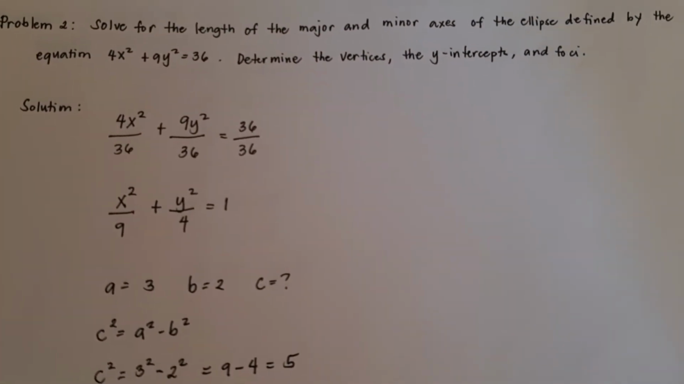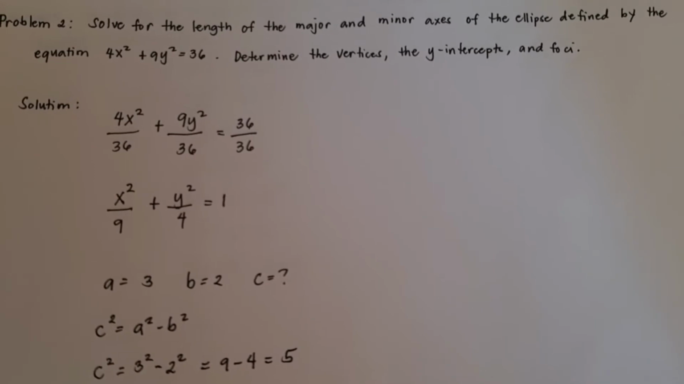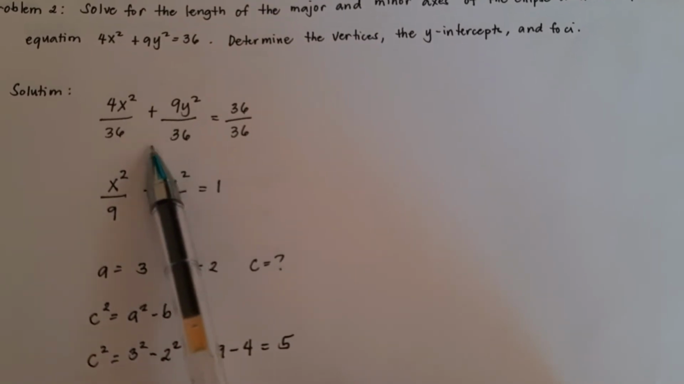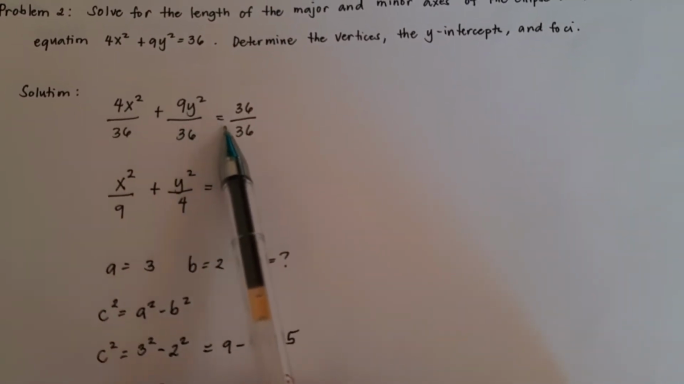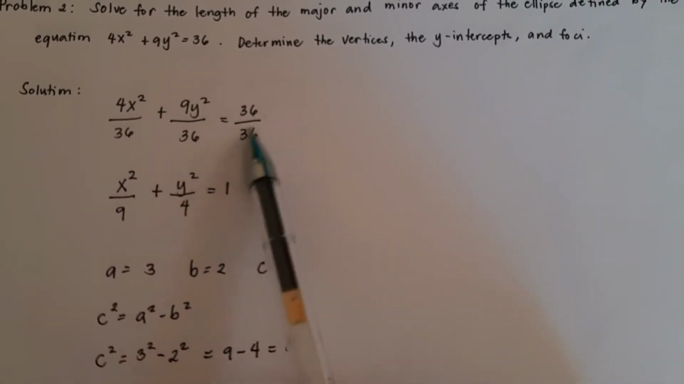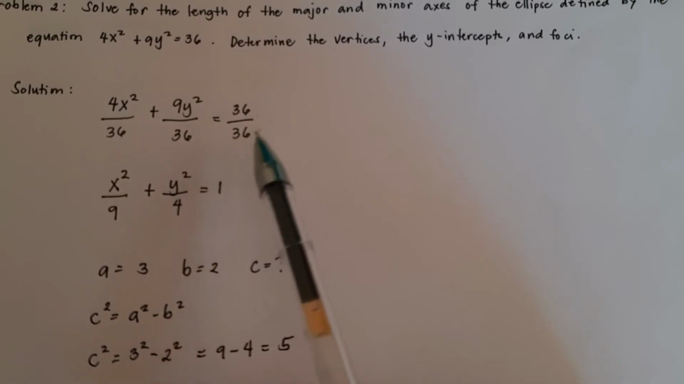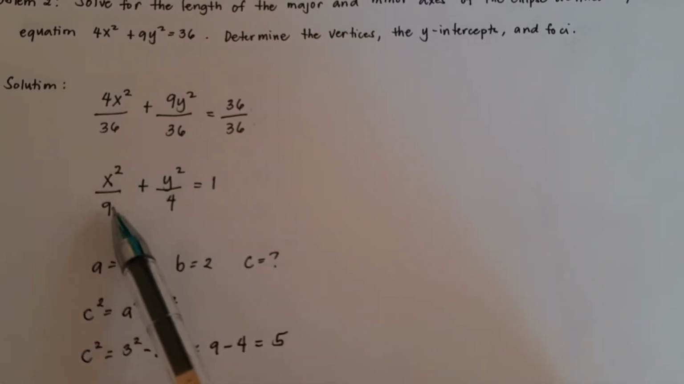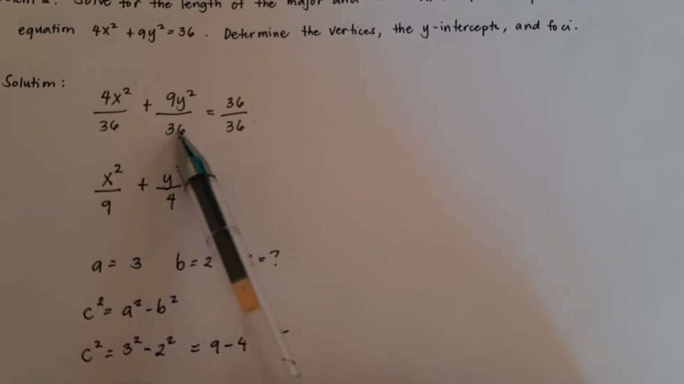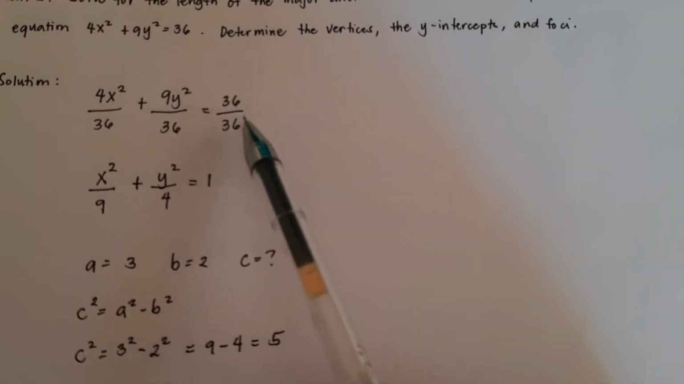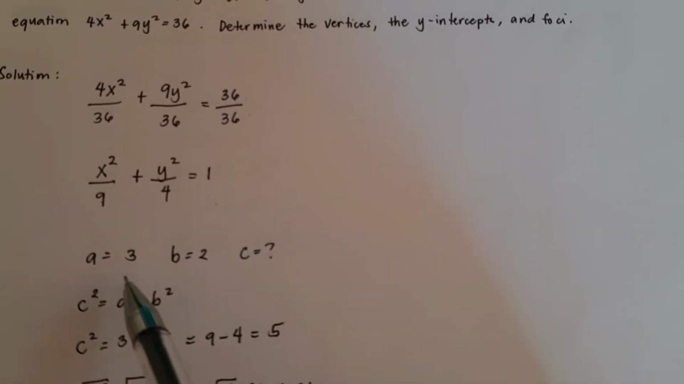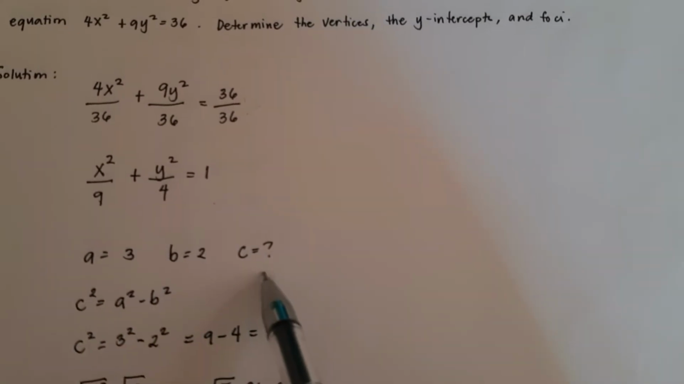Okay, our solution there is to convert the equation into standard form. If you have 4x squared plus 9y squared is equal to 36, you just divide it by 36 so that the right side becomes 1. Therefore, you will have x squared over 9, which is 36 divided by 4, plus y squared over 4, which is 36 divided by 9, and 36 divided by 36 is 1. So, the values of a, b, and c are 3, 2, and c is missing.